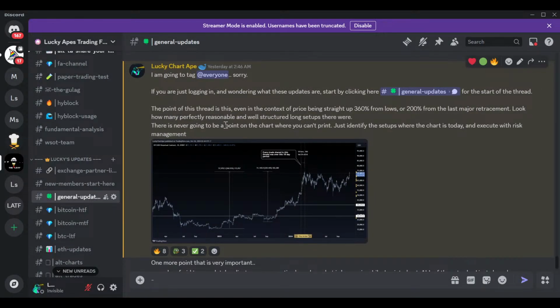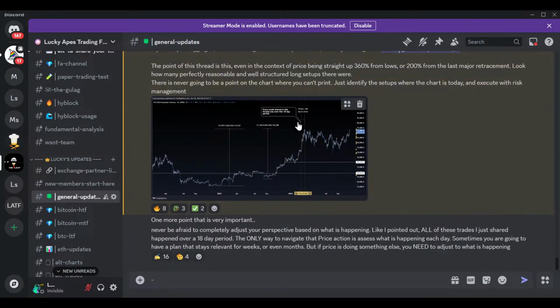Look how many perfectly reasonable and well-structured long setups there were. There's never going to be a point on the chart where you can't print. Just identify the setups where the chart is today and execute with risk management. And I said one more point that is very important: never be afraid to completely adjust your perspective based on what is happening.